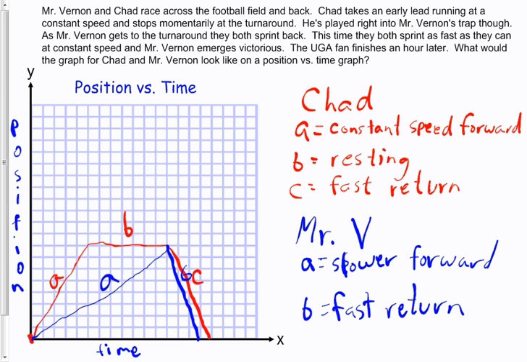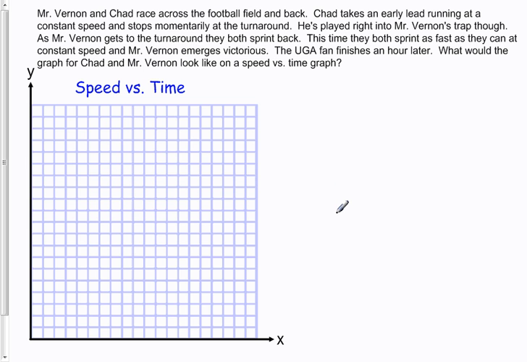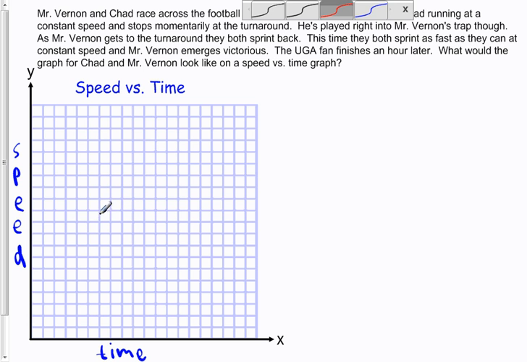Okay, so let's take a look now at what the other graph would look like. So now we're doing speed versus time. It's the same question. They're doing the same race, okay? So again, we're going to do Chad in red. Okay, so when he starts out, this time we're talking about speed. So it's a little bit different. It's kind of hard to wrap your head around the difference at first, but then once you do, things start to make sense.